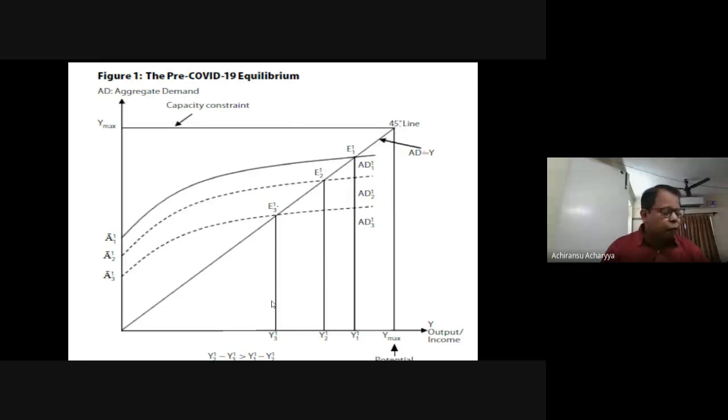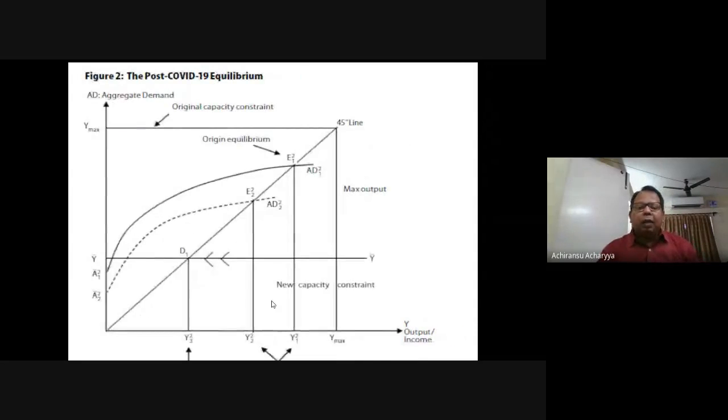And then I come to the post-COVID-19 case. In the post-COVID-19 case, you have the scenario where of course you go down much more, and there are new capacity constraints. Because of the capacity constraint, you are not in a position to produce at Ymax. You are producing much lower at Y bar, and therefore in the post-COVID scenario, your output, which was at Y13, is now here at Y23.